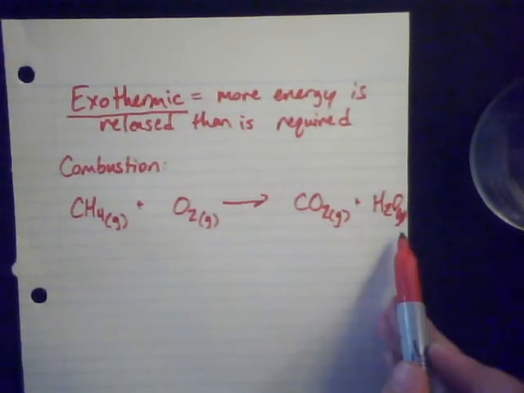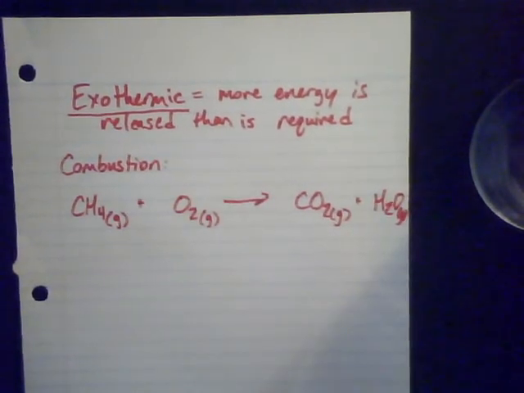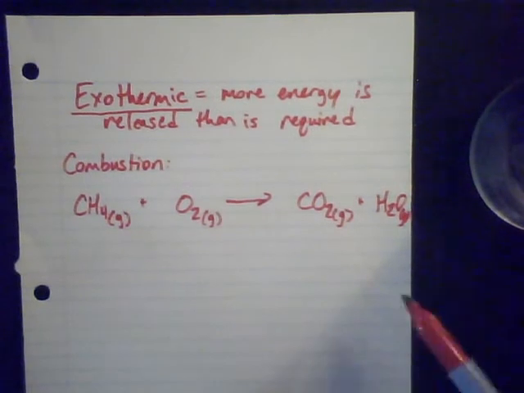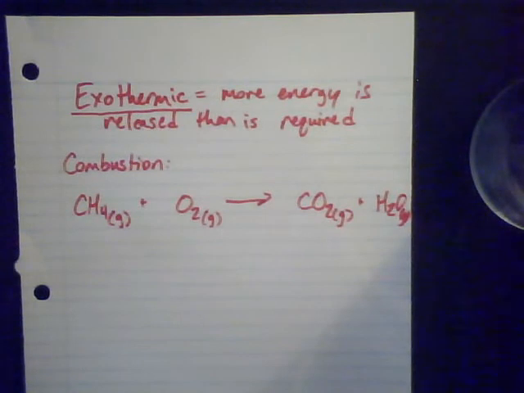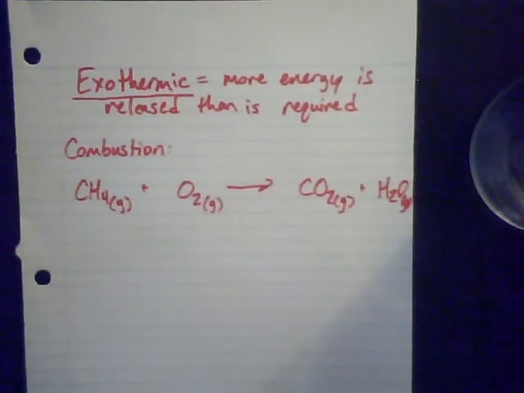Depending on the temperature, the water can be in either the gaseous state, as I wrote it there, with a G in parentheses, or it could be in the liquid form. That's why you see liquid water or steam coming out of a tailpipe when it's really cold outside, because you have water vapor that comes out when you burn hydrocarbons in your engine.